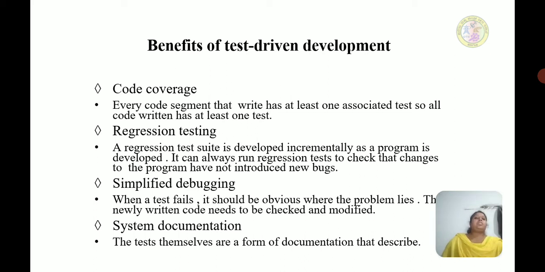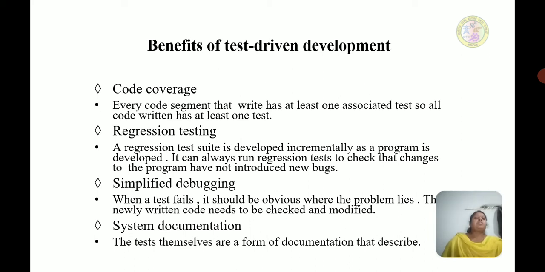Next we'll move on to regression testing. Regression testing is developed incrementally as a program is developed. You can run regression tests to check that the changes to the program have not introduced any new bugs. Once you execute the program, it has to identify that no new bugs occur in the program.